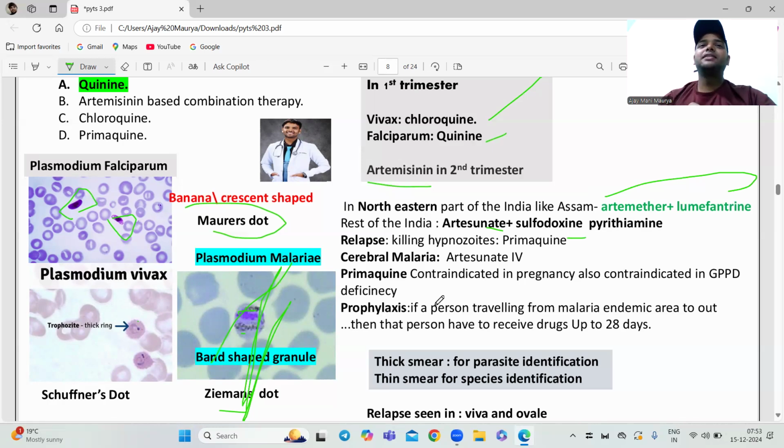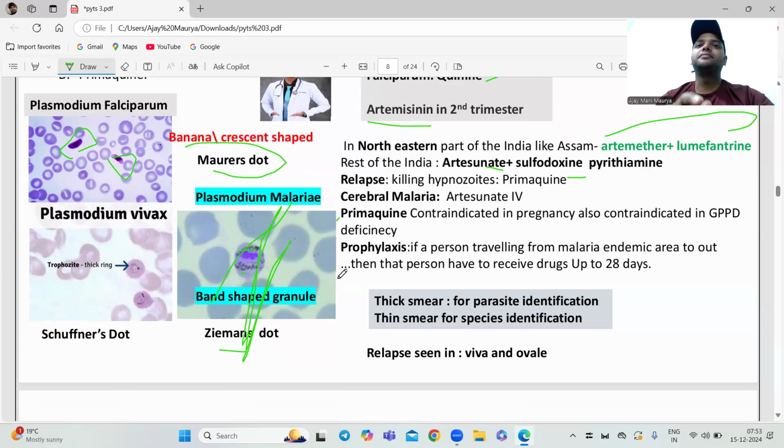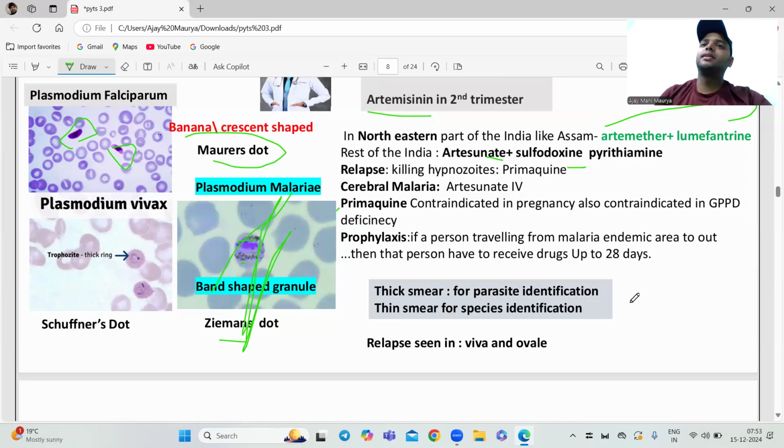Okay? See, guys, as you know, primaquine is highly contraindicated in pregnancy, and also contraindicated in G6PD deficiency. For prophylaxis, guys, if a person is traveling from a malaria endemic area to outside, then that person has to receive drugs up to 28 days. Please remember what the drugs are. Just know what drugs you are going to give in the prophylaxis, guys.